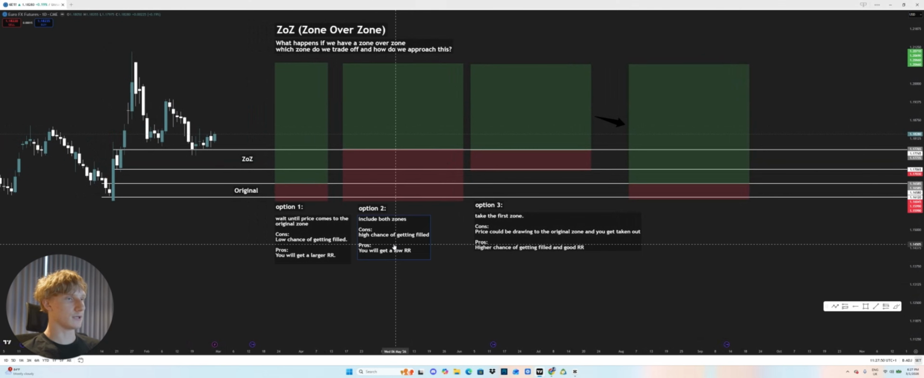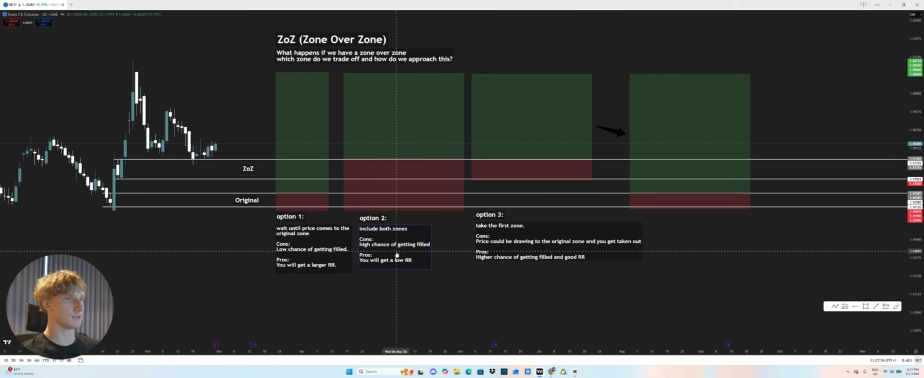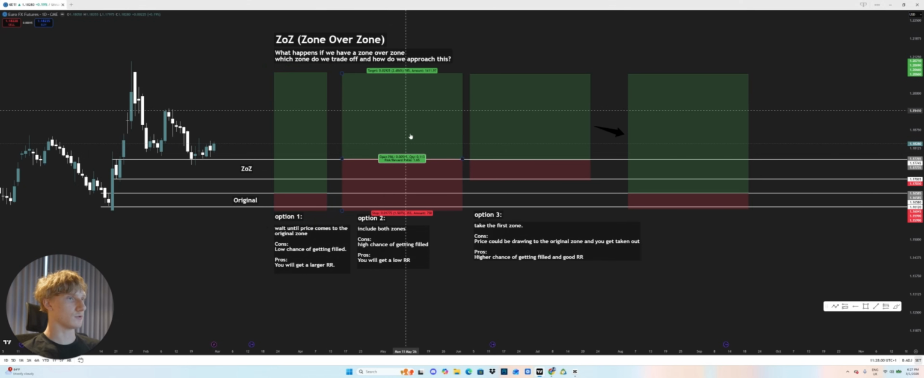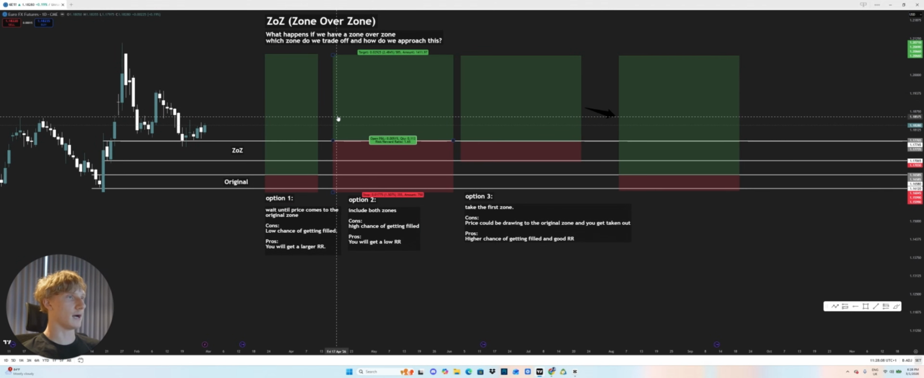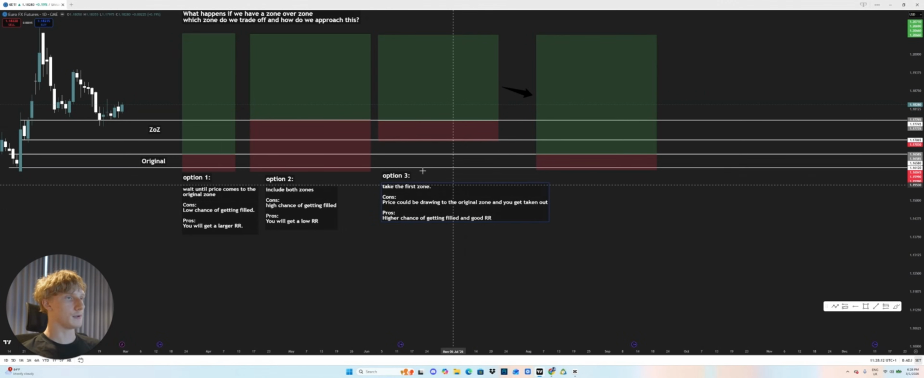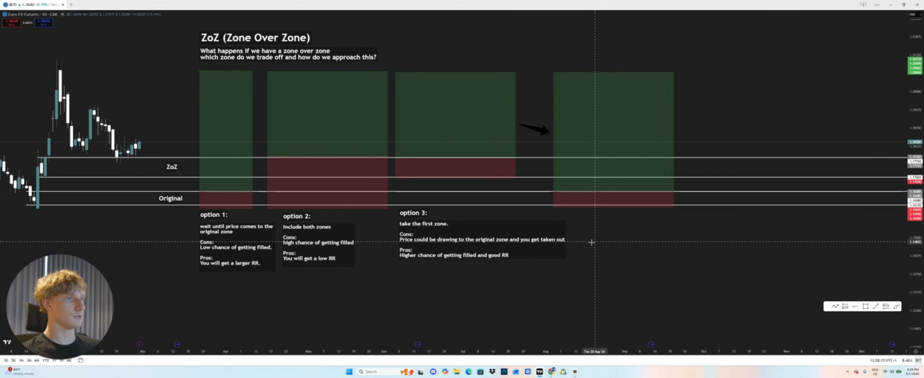Now, option number two is that we're going to go ahead and include both zones. Me personally, I just don't like doing this for a few different reasons. As you can see, first one, you get a lower RR. And because your position is just so much bigger, you can spend an eternity in drawdown. And yeah, this is just not my favorite option, to be honest with you. But you do have the highest chance of getting filled, right? So yeah.